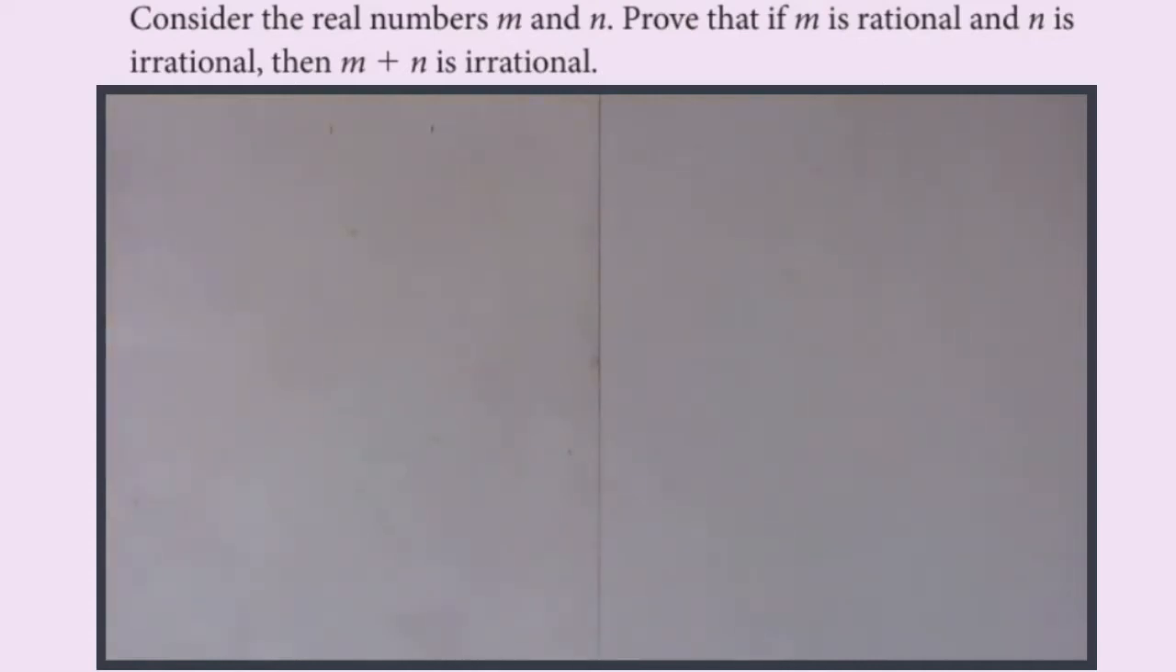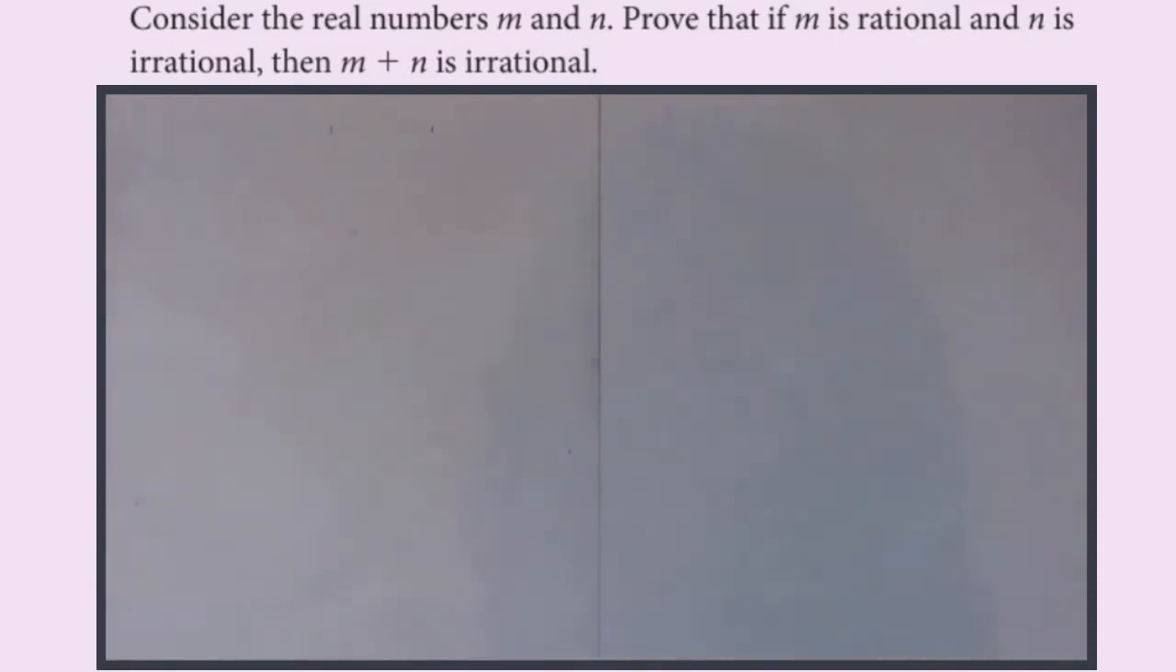Consider the real numbers m and n. Prove that if m is rational and n is irrational, then m plus n is irrational. So this looks like an if-then statement. If m is rational and n is irrational, then m plus n is irrational.